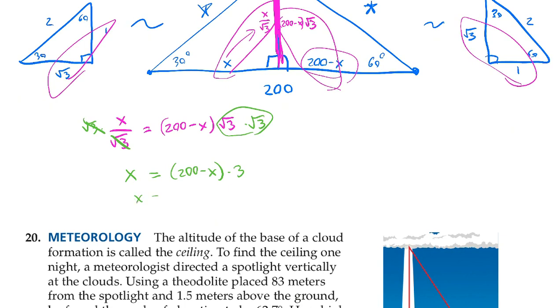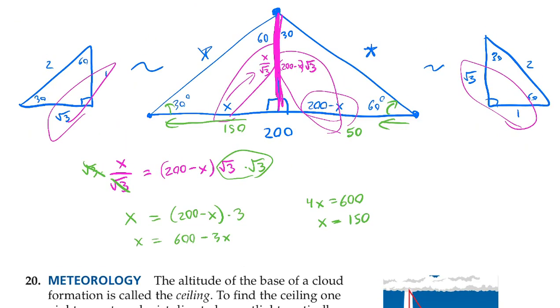Okay, so this is x equals 600 minus 3x. So adding the x to both sides, we get 4x equals 600. So dividing, we get that's 150. So that was 150 over here and 50 over here, which makes sense. The closer they were, looking up steeper, and the further they were, looking up at a smaller angle.